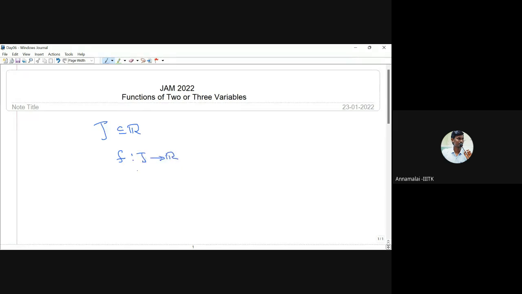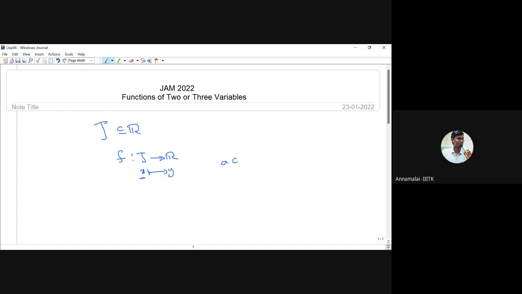We say that this function is a function of one variable because the input is x, and we get the output y. So only one input. The x is called the independent variable. This y is called the dependent variable. Okay, only one independent variable, so we say it is a function of one variable. And then we can discuss the derivative at a point.